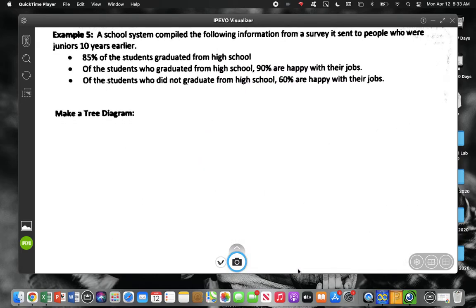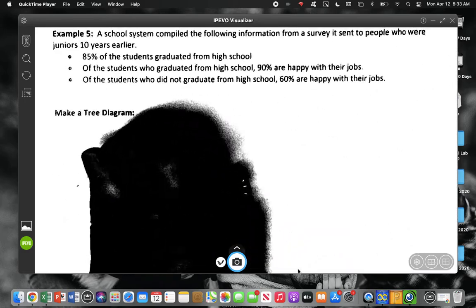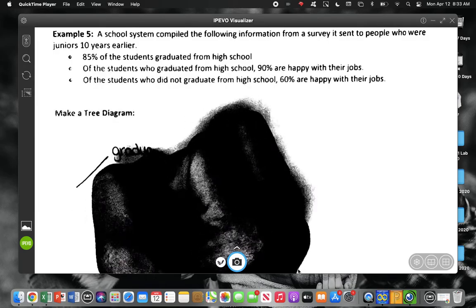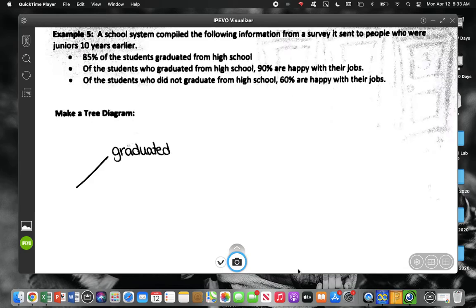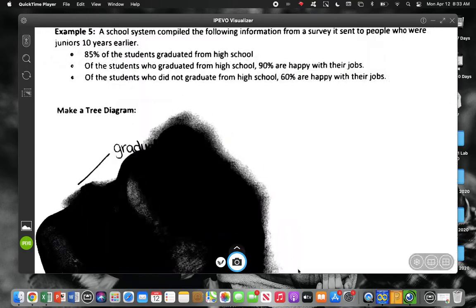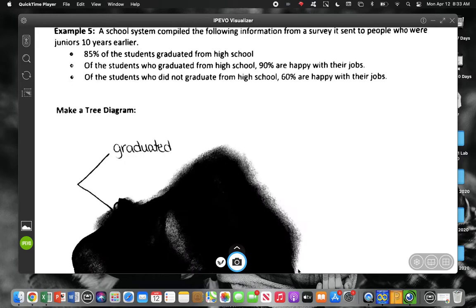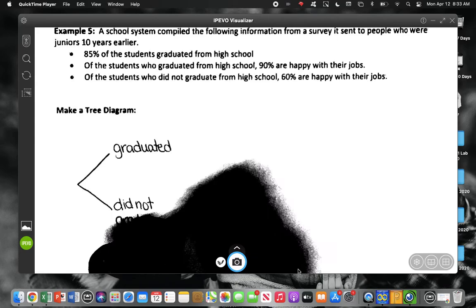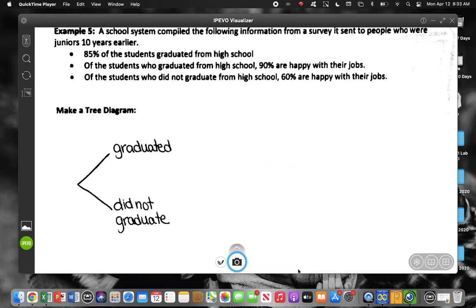So if you are making a tree diagram, I want to talk about the responses that it could be. The first thing we know is that some people graduated from high school. All right, so some of the people graduated. What would be the other response? Did not graduate. So you have two options here. So you always put them top and bottom of each other? I would recommend it.